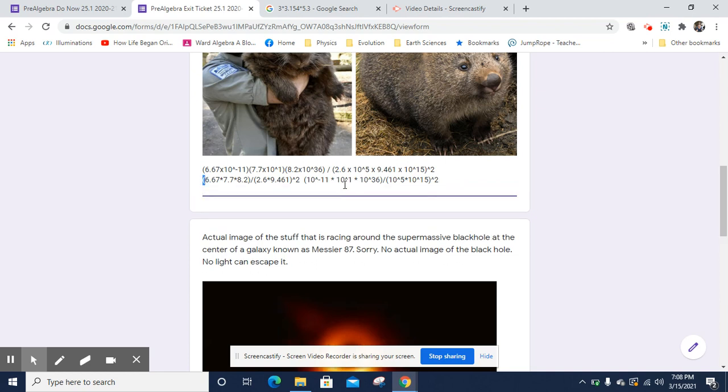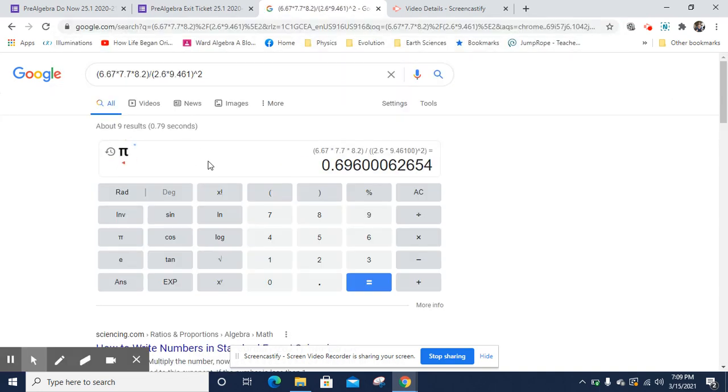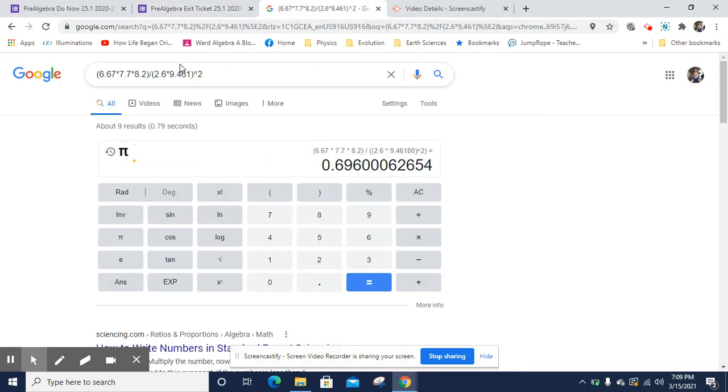Now, let's deal with the coefficients first. Okay, so I'm going to take those coefficients, put them in a calculator. Okay, and I get 0.696. And I'm going to drop off all that other stuff. I'm pretty sure that I've got the order of operations organized in there, 0.696. Now what I want to do to make sure of all of that is I'm going to do the calculations separately.